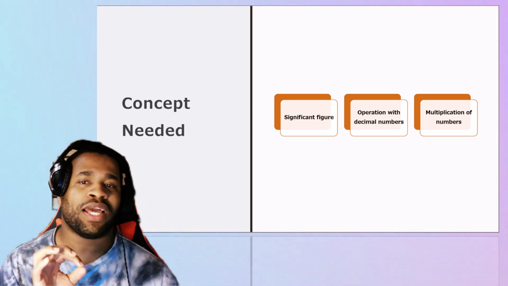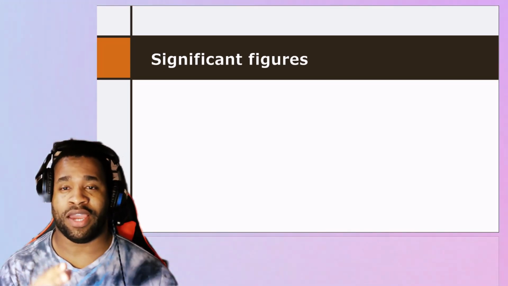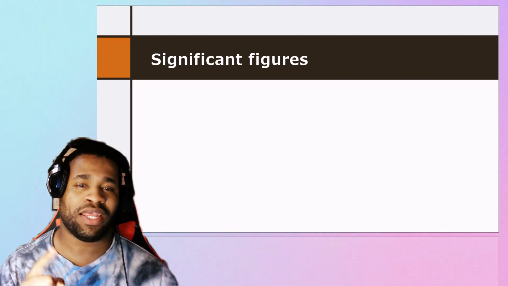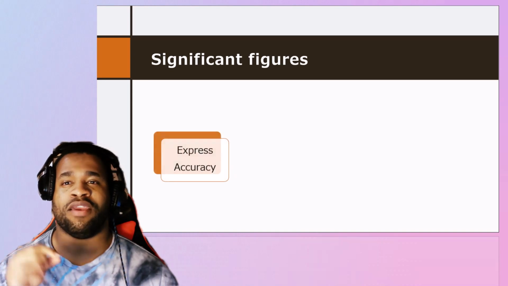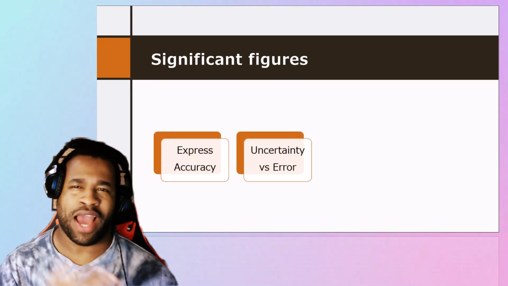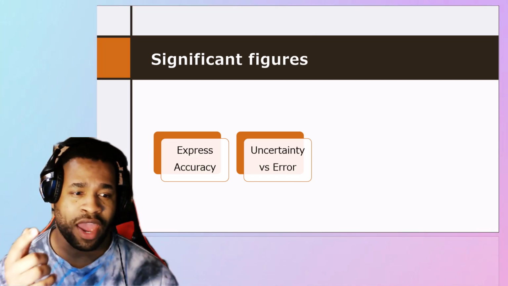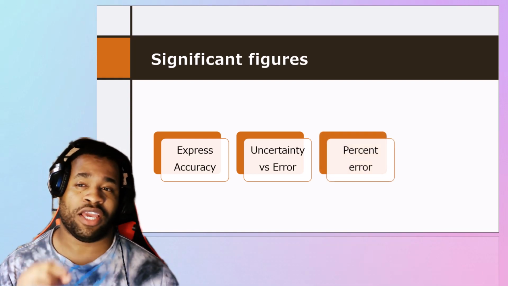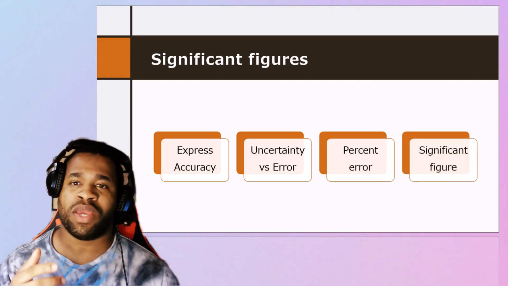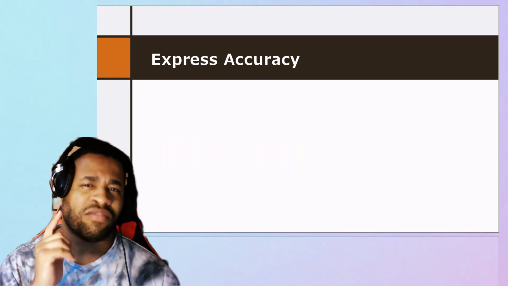Now, looking at the significant figures segment, there are a couple of concepts that we're going to touch on here. First, we're going to express accuracy. What does that mean? Next is what uncertainty is versus error. Are they the same? Are they different? Next we'll look at the percent error, and finally we'll deal with significant figures.